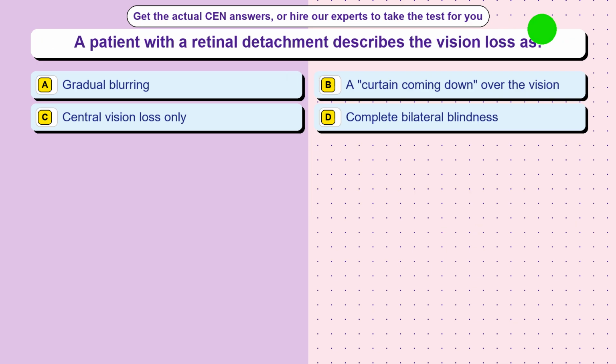Question 32. A patient with a retinal detachment describes the vision loss as Option A, gradual blurring. Option B, a curtain coming down over the vision. Option C, central vision loss only. Option D, complete bilateral blindness.